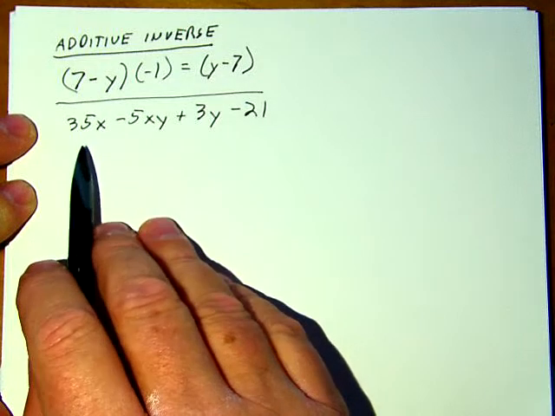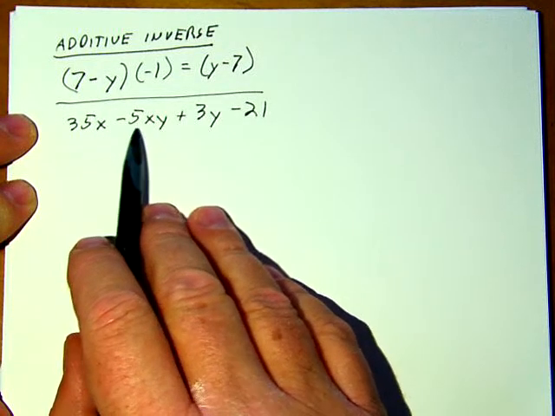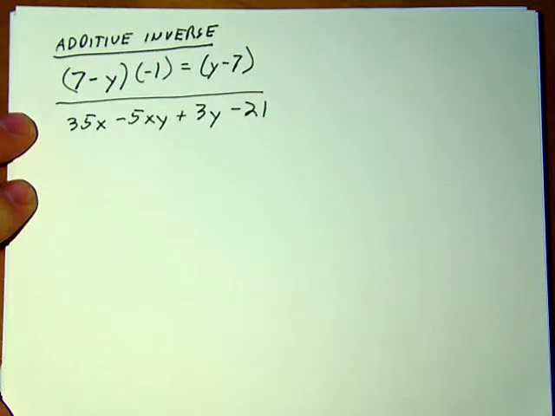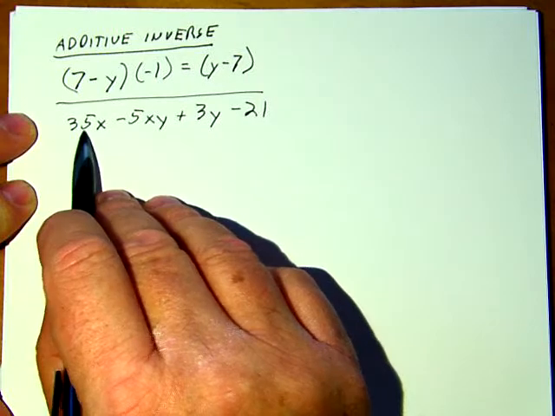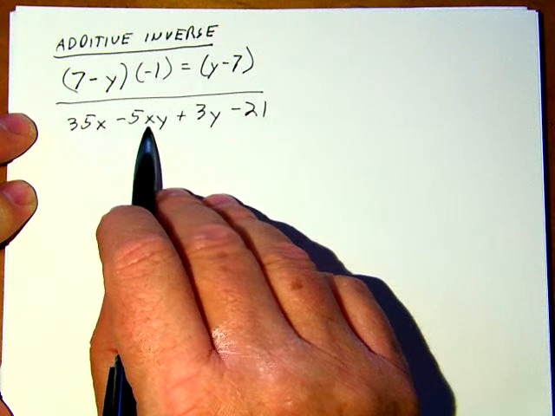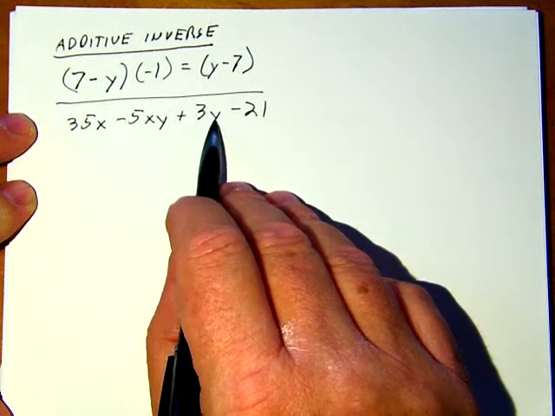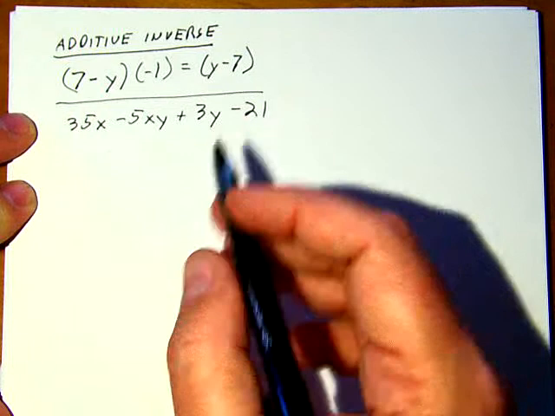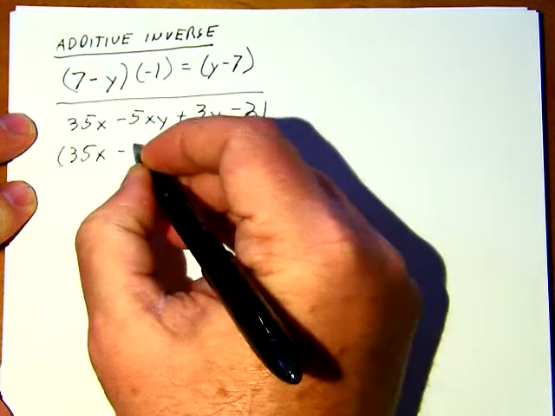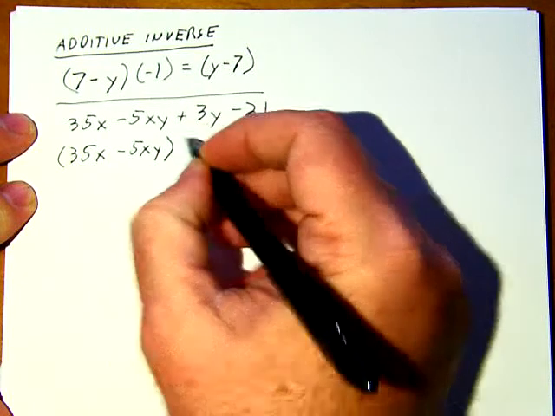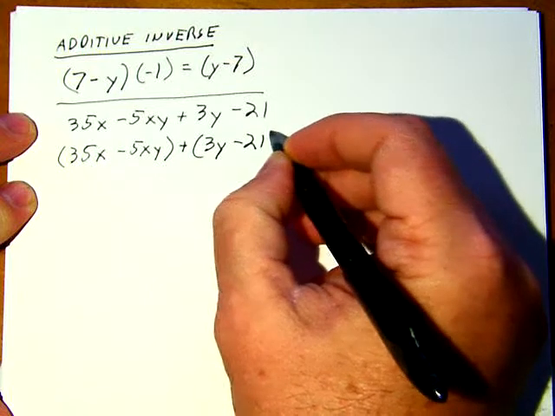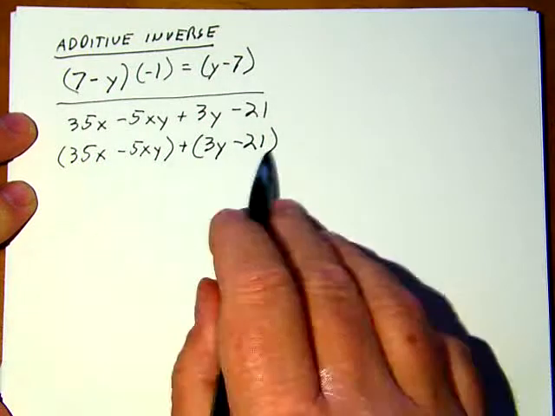So now let's say I'm given this problem: 35x minus 5xy plus 3y minus 21. And I'm looking for groupings. Well, I see the 35 and the 5 can be divided into each other, and they both have an x, so I'll group those together. And the 3 and the 21 can be grouped together, so let's see what we get. So here's my grouping. And all I did was add the parentheses to group the two halves together.